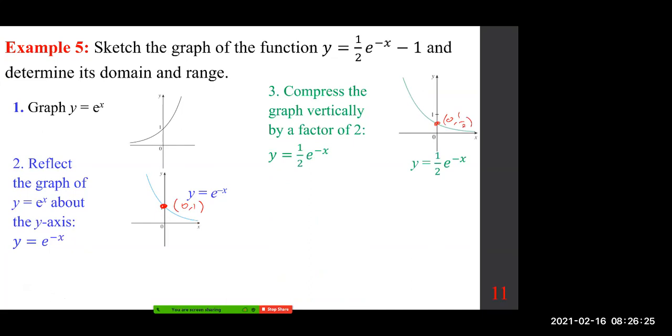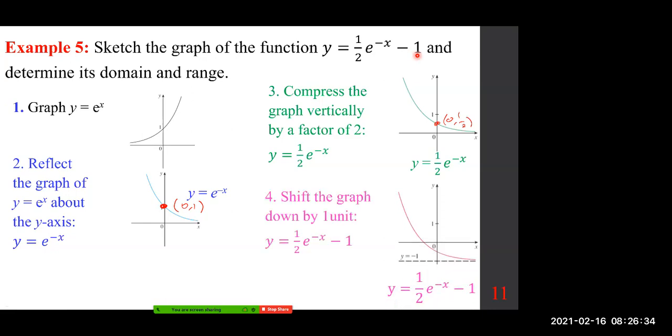And finally, this -1 brings it down by 1. When it shifts it down by 1, it looks like this. Okay. So now your point, the point (0, 1/2), now has coordinates (0, -1/2). Okay. And that's the graph.